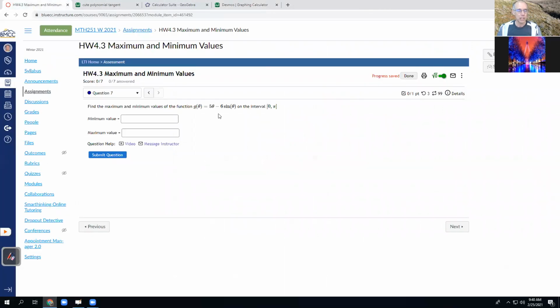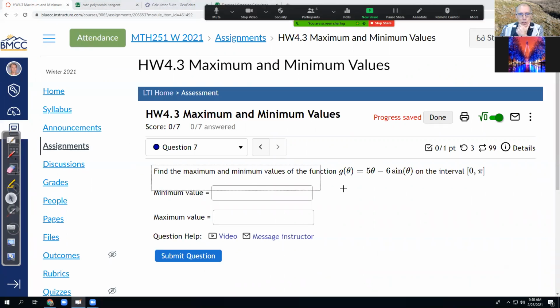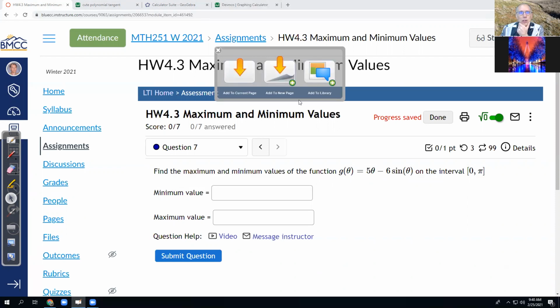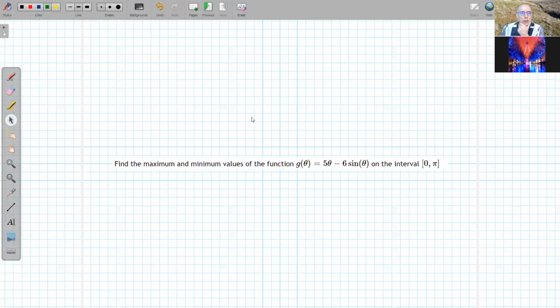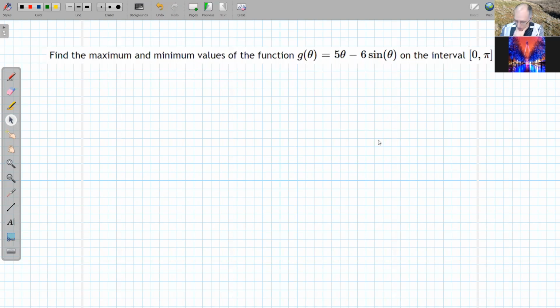Let's start with this one right here. Let's blow it up a bit so you can read it. Find the maximum and minimum values of this function on the interval from 0 to pi. So to do that, we start off by finding the derivative. So what is g prime of theta?